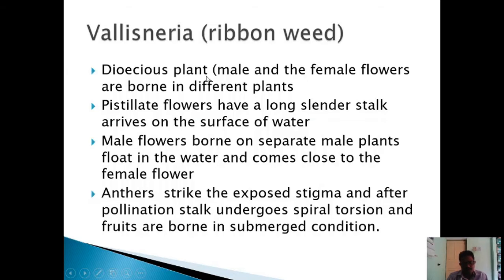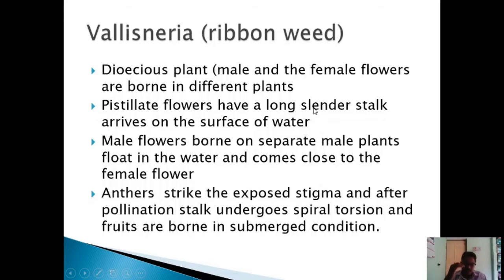It's actually a dioecious plant where male and female flowers are borne on different plants. It's called a dioecious plant. Male flowers are on a separate plant, and female flowers are on a separate plant. Ultimately, it needs an agent for transfer of pollen grains, without which no fertilization can take place, because it is not monoecious, it is dioecious. Pistillate flowers have a long, slender stalk. This has only the pistil, or the female reproductive part, on a long, slender stalk that arrives on the surface of the water.